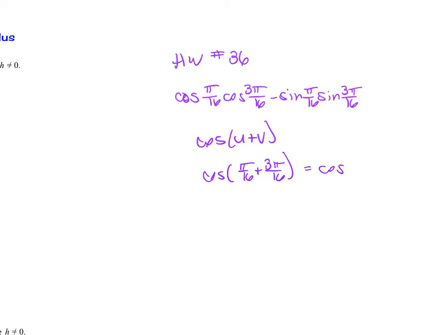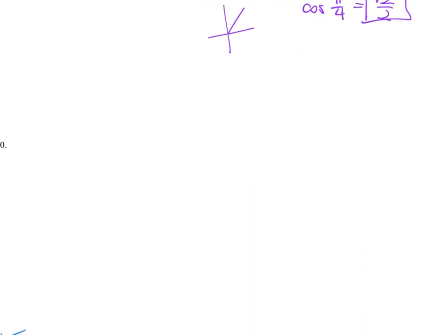That's cosine of 4 pi over 16. Or that becomes cosine of pi over 4. And then what is cosine of pi over 4? Cosine of pi over 4 is here, which is root 2 over 2. So that's how you do those types of problems.